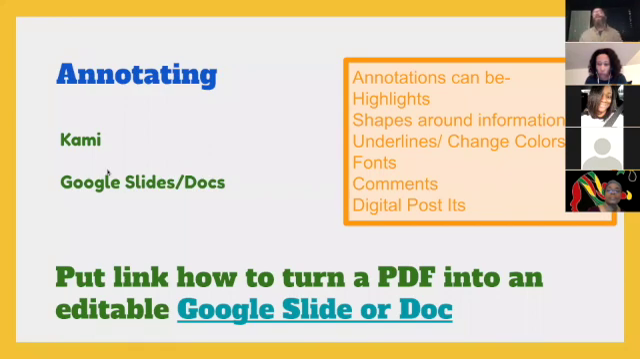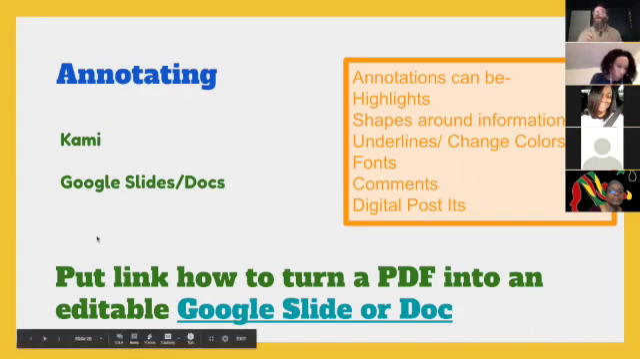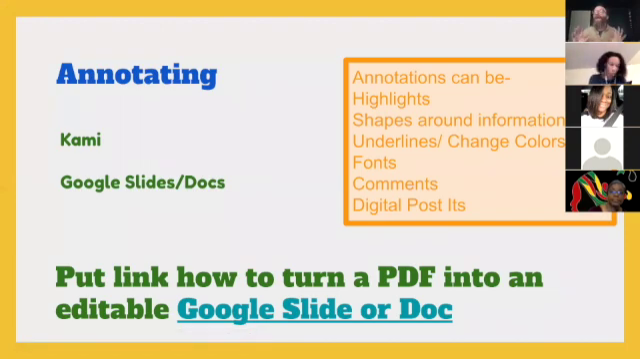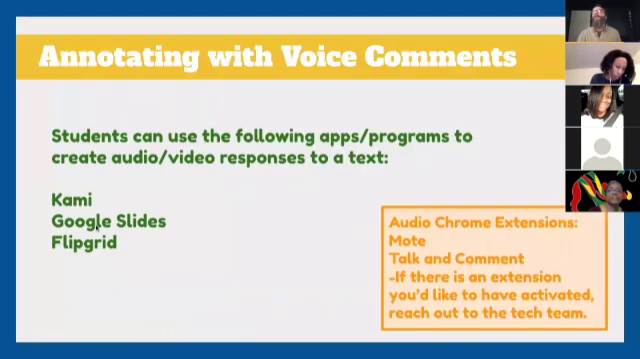Okay. So annotation. When annotating, you can use Kami to annotate. Google Slides and Google Docs can be used for annotation as well. And it's important to remember about annotation, this is a really good one, that annotation could literally be about anything. It could be shapes, highlighting. So you could put a little box around materials in Google Slides, things of that nature. It could be comments. And I also have a link in here, the Google Slide or Doc, how to turn a PDF into an editable Google Slide so that you can put that information out to your students as well.